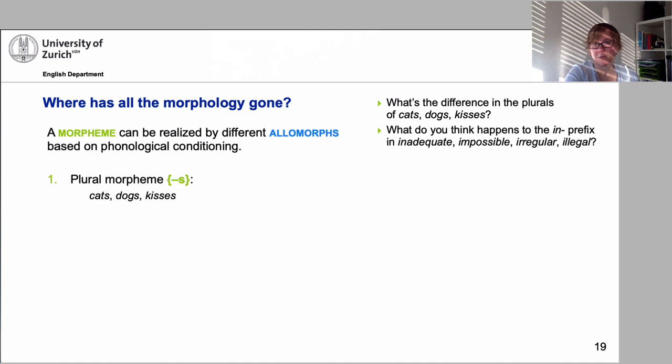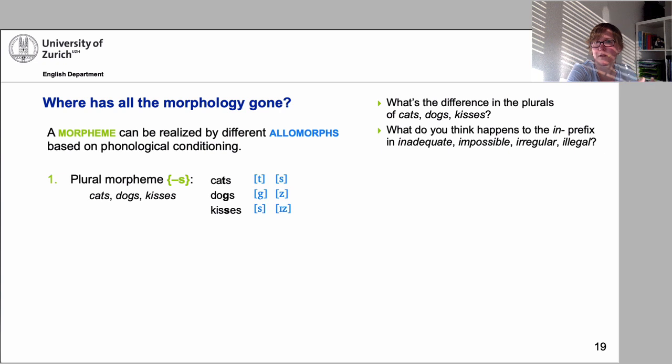The first one, in the plural morphemes, if you listened very carefully, there's a very clear difference in the plural realization. If you were to transcribe these plurals, you would transcribe them very differently. So for cats, we have the voiceless s, dogs, voiced z, and kisses, right? We have a bit of an e sound in there for ease of articulation. That is predictable because the plural morpheme is preceded by either a voiced consonant or a voiceless consonant. That influences which morpheme, which allomorph we use, right?